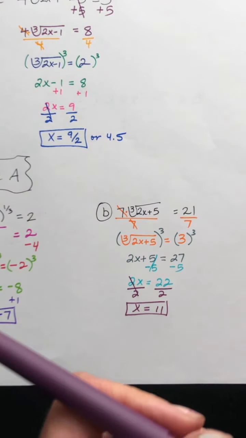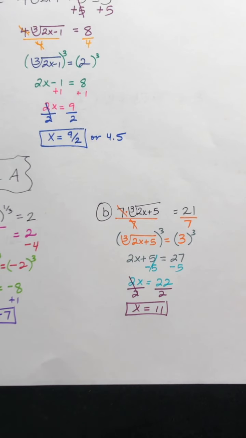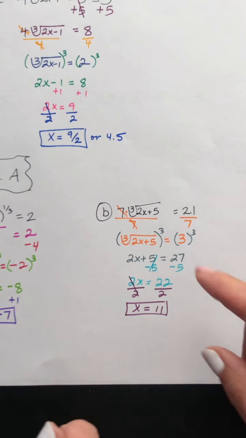Anyone notice that I haven't asked you to check for extraneous solutions? Maybe you did, maybe you didn't. But for the cubed roots, guess what? There won't be extraneous solutions. That's only with the square roots. So we don't have to check our answers. They're going to work. But if you want to, we can.